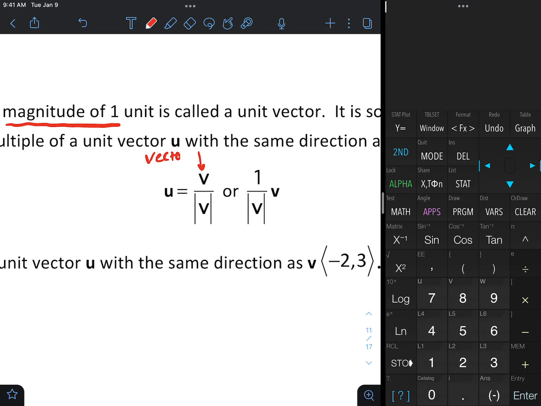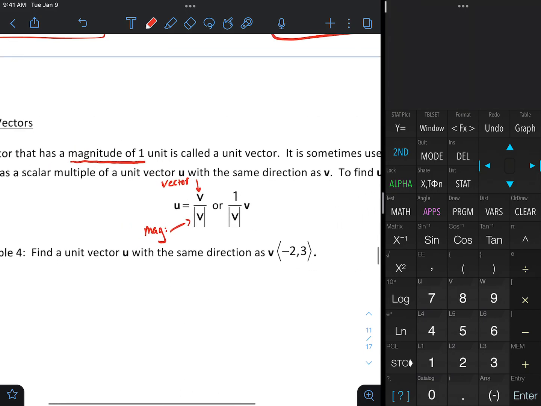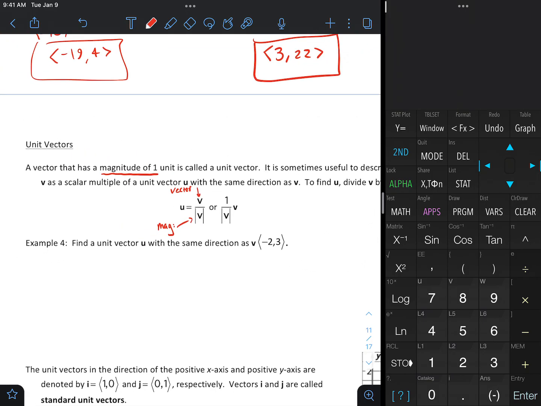And then I think we showed you guys yesterday, but in case you forgot, when you have these little bars around a vector, that notation is talking about the magnitude of the vector. So we're going to have to find the magnitude like we did in the first section. And then we're going to take both vector pieces and divide them by the magnitude. That'll get us to where we have a vector truly with a magnitude of 1. So we're going to go ahead and try it out on this next one.